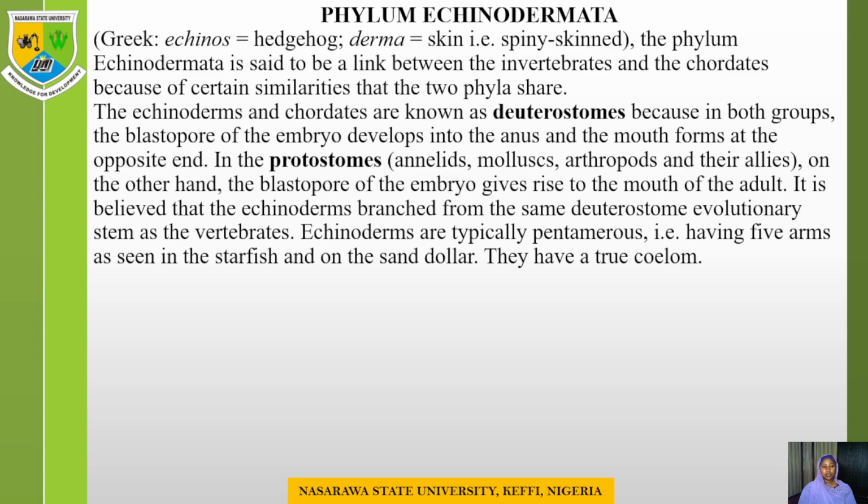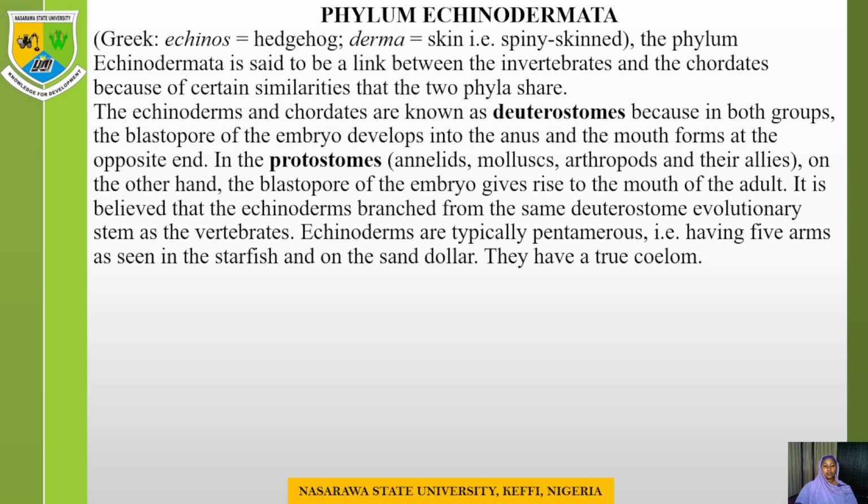Phylum Echinodermata is derived from a Greek word echinos, meaning hedgehog, and derma, meaning skin. When you join them together, they mean spiny skinned. The phylum Echinodermata is said to be a link between the invertebrates and the chordates because of certain similarities that the two phyla share. The echinoderms and chordates are known as deuterostomes because in both groups the blastopore of the embryo develops into the anus and the mouth forms at the opposite end. In the protostomes, annelids, mollusks, arthropods, and their allies, on the other hand, the blastopore of the embryo gives rise to the mouth of the adult.